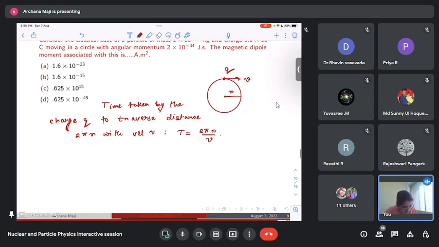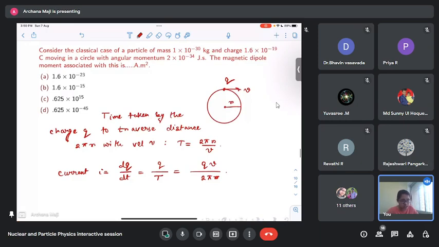Now the current within that circular loop will be dq over dt. So q over the time period, so qv over 2 pi r, that is the current due to that moving charge.